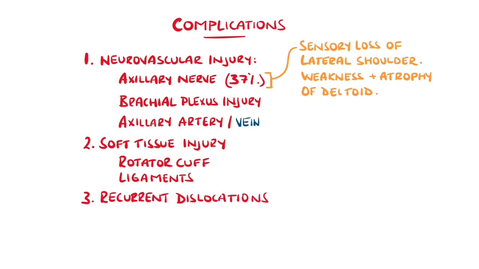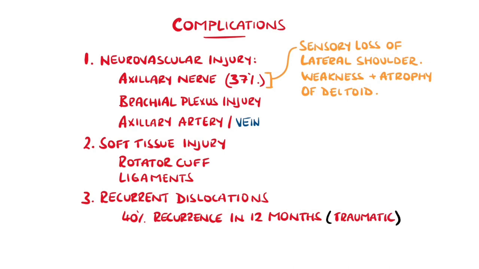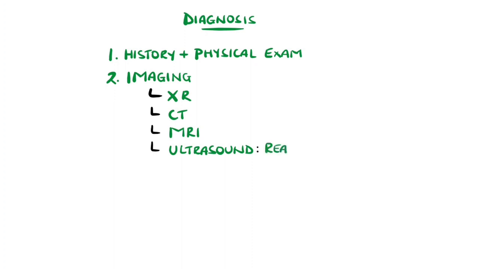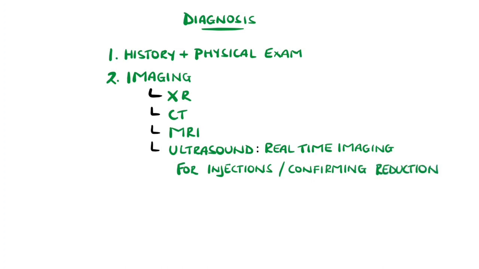Around 40% of traumatic anterior dislocations will experience a recurrence within 1 year. In most cases, the diagnosis is made on the history and physical exam combined with imaging, in particular X-rays, although CT and MRI can be done in some cases to look at soft tissue injuries or subtle fractures, and even ultrasound can be used as a point of care form of imaging that can provide real-time imaging to help with medication administration and to confirm reduction.